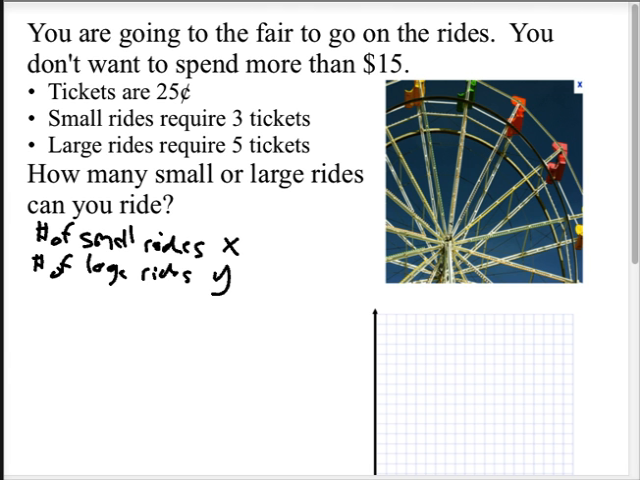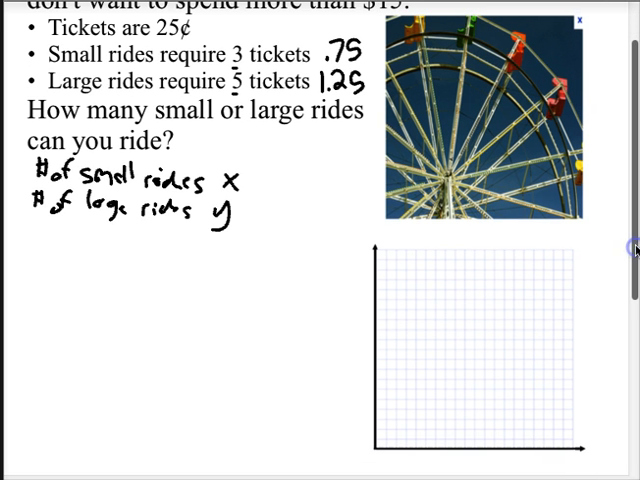Now, I'm making a money equation out of this. All right, we're talking about money. So I need to equate these number of tickets here to money. Well, 3 tickets, 3 times 0.25 would be 75 cents. 5 tickets, so 0.25 times 5 would be $1.25. So each small ride costs 75 cents, each large ride costs $1.25. So let's turn that into an equation.